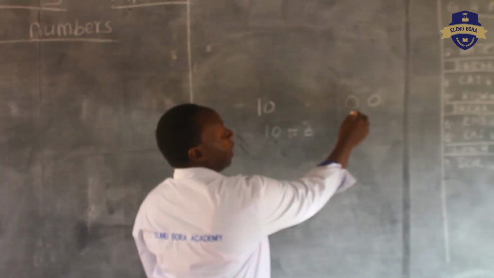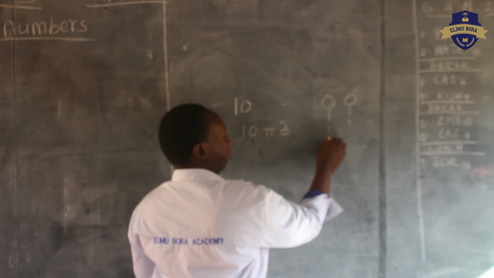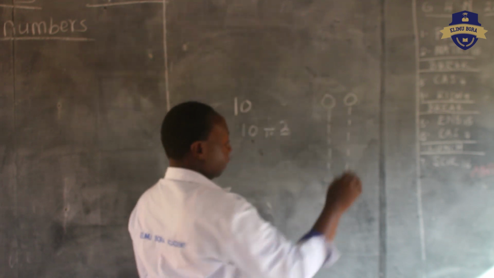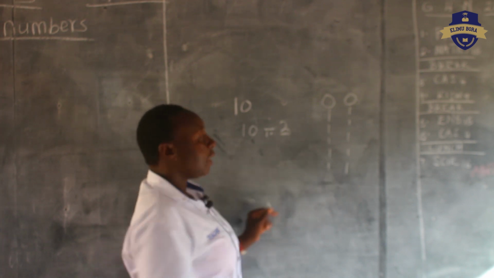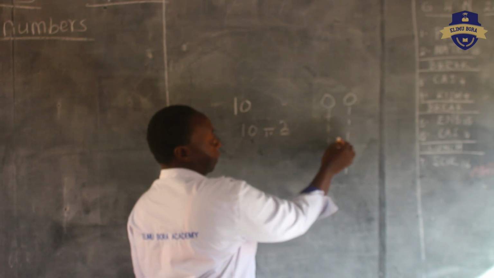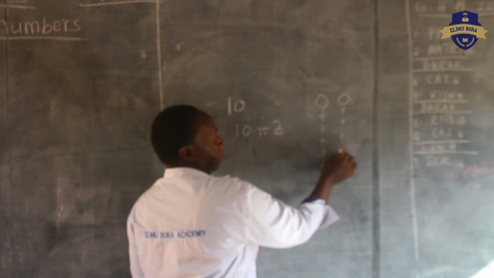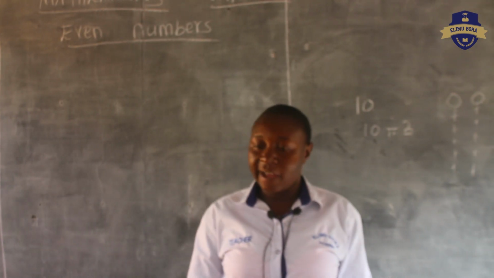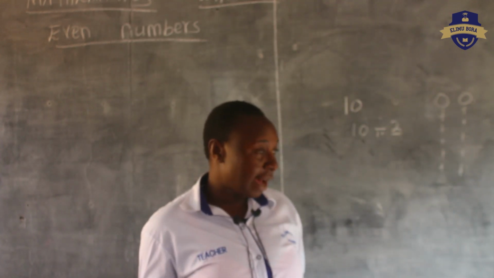Can we count very fast? 1, 2, 3, 4, 5, 6, 7, 8, 9, 10. The fruits are over. So how many does one child get? 1, 2, 3, 4, 5. The other child? 1, 2, 3, 4, 5. So when you divide 10 by 2, it is 5. One child gets 5, another child gets 5, and all the fruits are over.